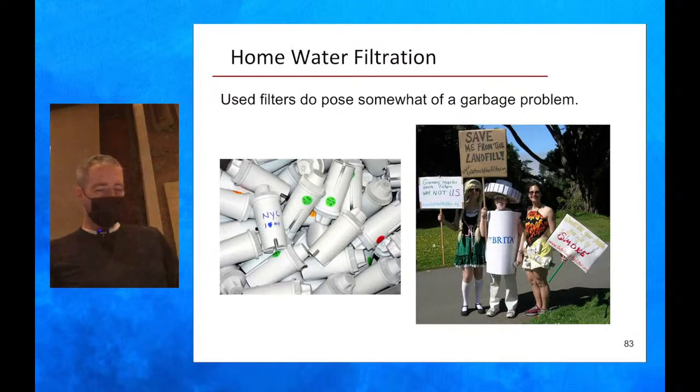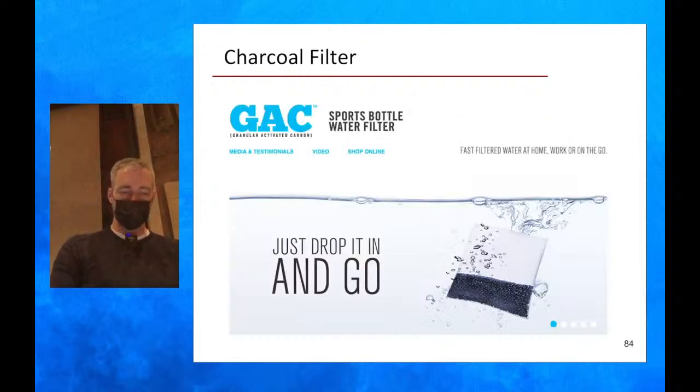Brita has a bit of an issue in that they're disposable. They're plastic, and the inside materials basically can't be recycled. So it does create quite a lot of garbage. And it's better than using bottles of water every time you drink, but certainly there's still a garbage issue associated with them. Some places, Germany apparently, can recycle Brita filters, but not the US.